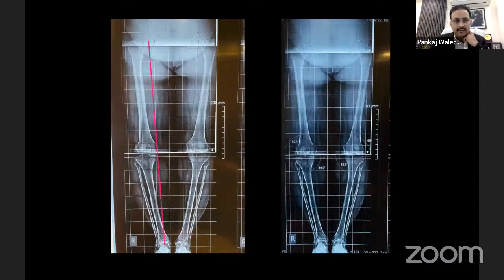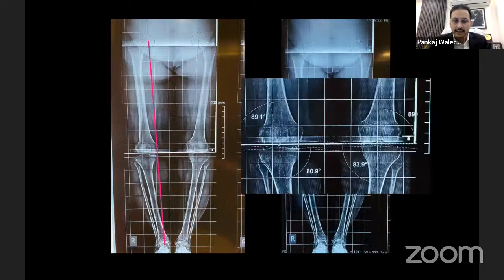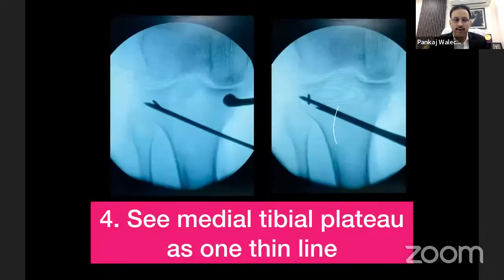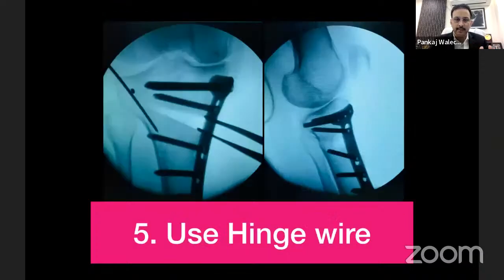This patient had a significant medial deviation of the mechanical axis. And as we can see, the LDFA is normal, while the MPTA is 80.9 degree on the right side, which is also the symptomatic side. So when you put your wires, you have to make sure that, as you see in the first picture, you can see two lines on the medial tibial plateau. You have to ensure that you see a single line, and then both the K wires which you have put are superimposing and they're parallel to each other. Then if you do that, your chances of changing the slope are minimal.